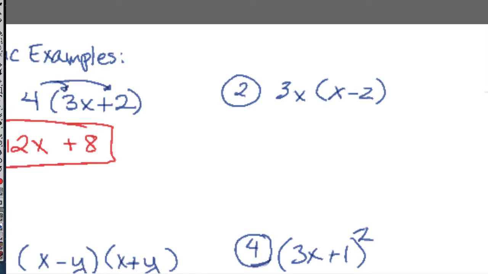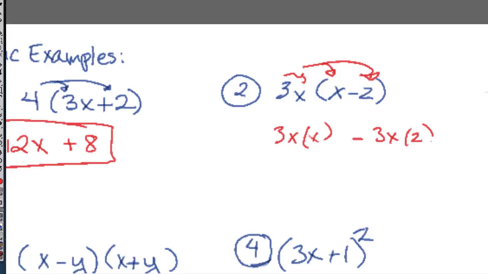Let's look at this one here. We've got an x in the term we're multiplying through now. So again, we're going to take this whole 3x times both of these. The first one gives me 3x times x minus 3x times 2, which gives me 3x squared minus 6x.